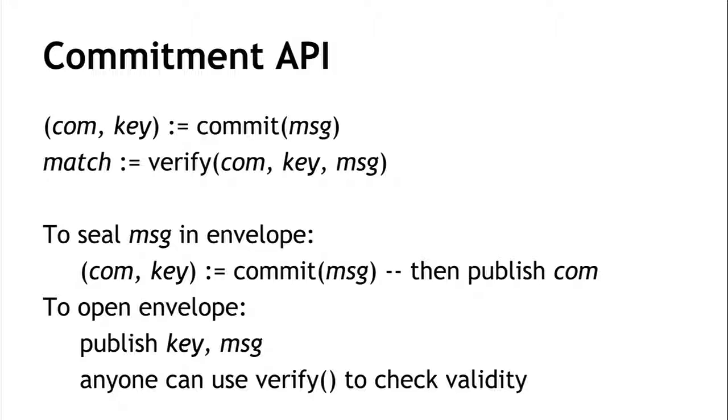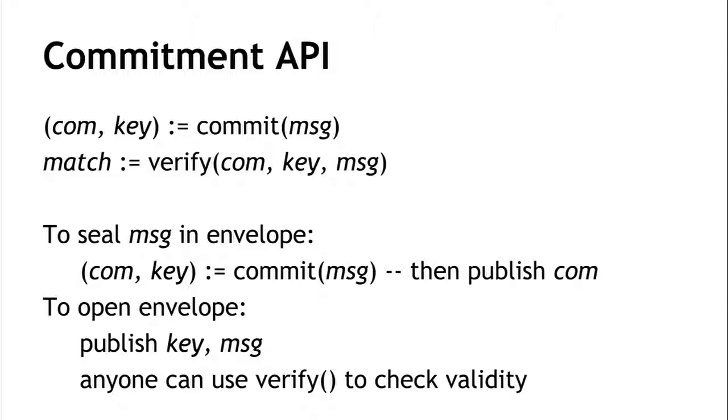Think of the commitment as the envelope that you're going to put on the table, and the key as a secret key for unlocking the envelope. Then later, you allow someone else to verify, given a commitment and given a key, which you've told them in the meantime, and the message, they can verify that that commitment, key, and message really do go together, and this will return true or false.